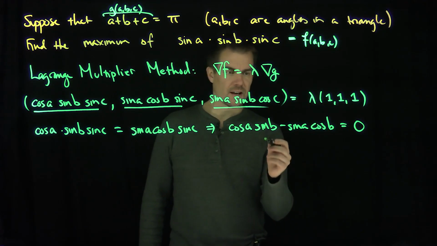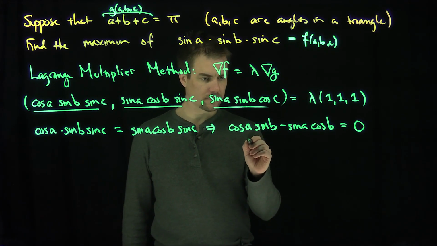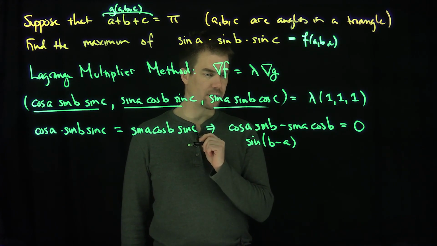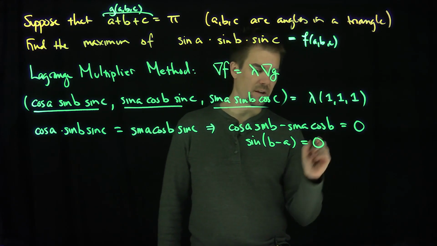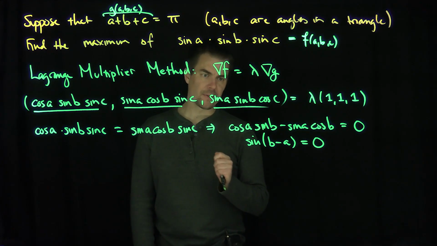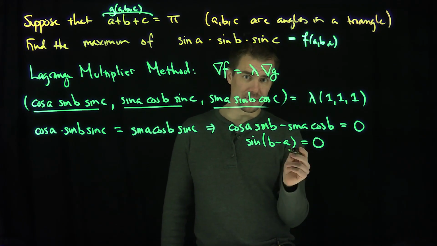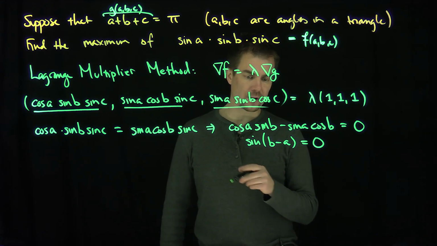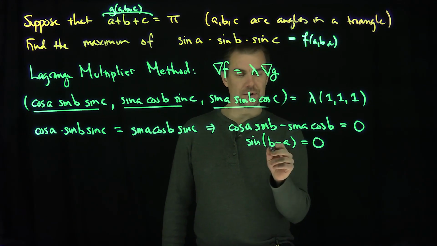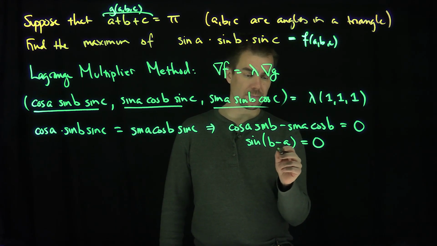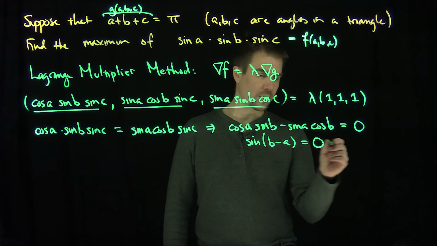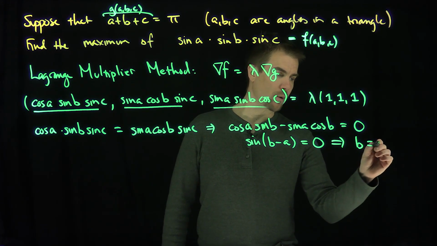And of course, what does this say? This says that the sine of B minus A, this is exactly the formula for the sine of B minus A, is equal to 0, right? And so the sine is equal to 0 at 0 and pi, for example. So this is going to force what? This forces A minus B either to be a multiple of pi, which is impossible, or to be equal to each other. So this condition actually forces A to be equal to B.